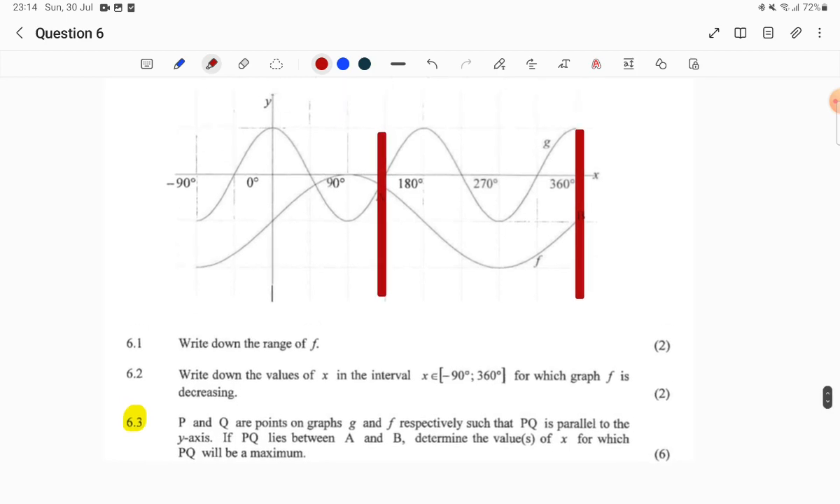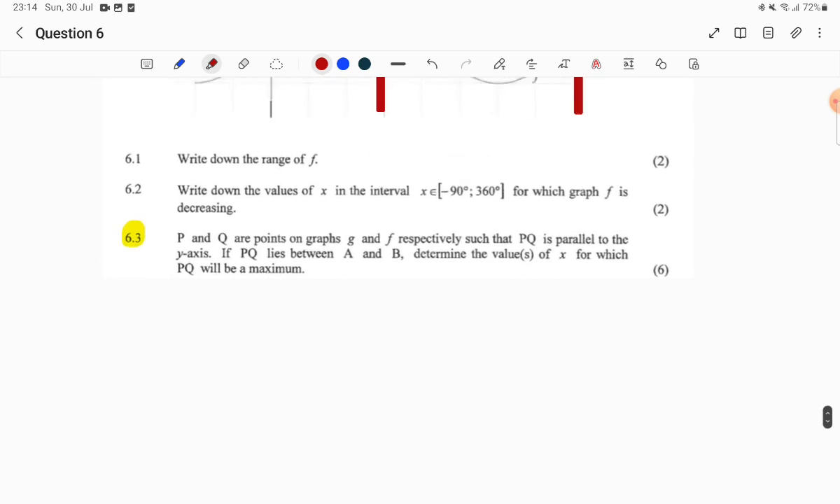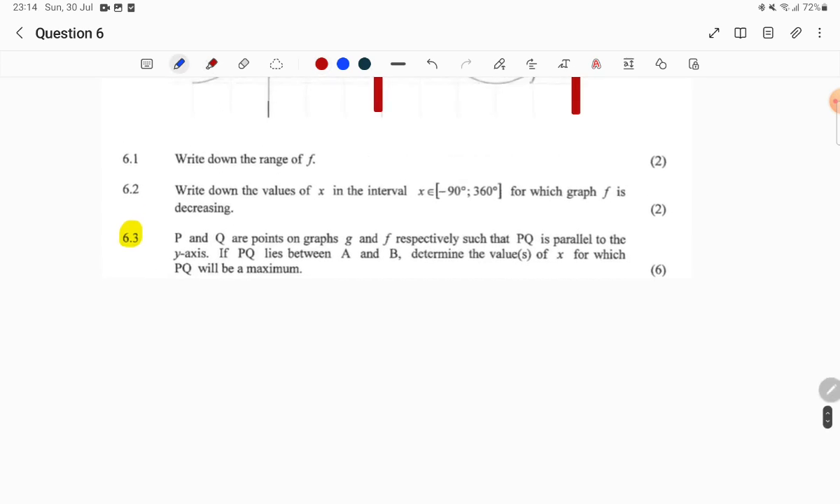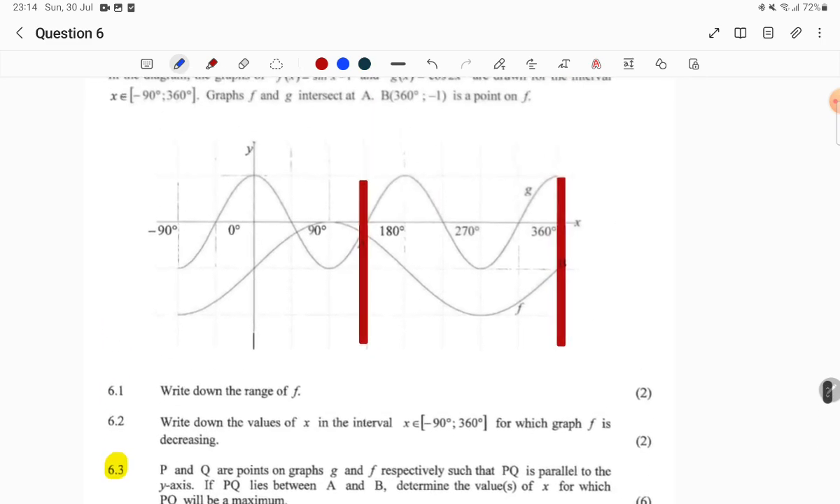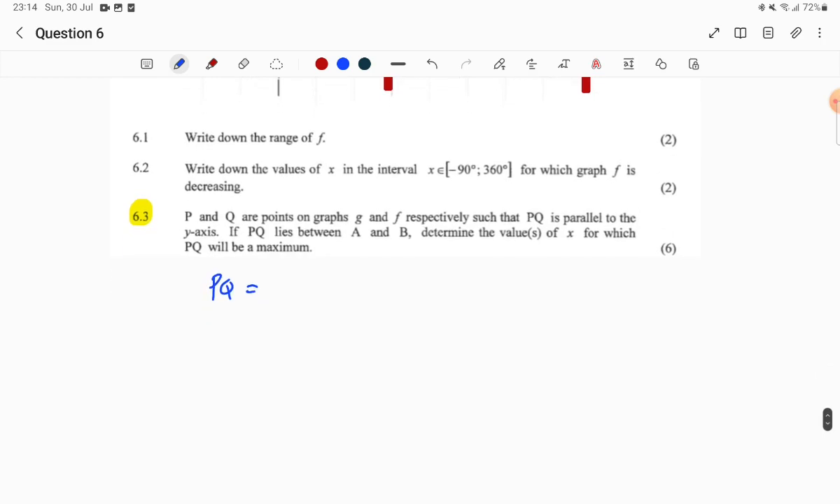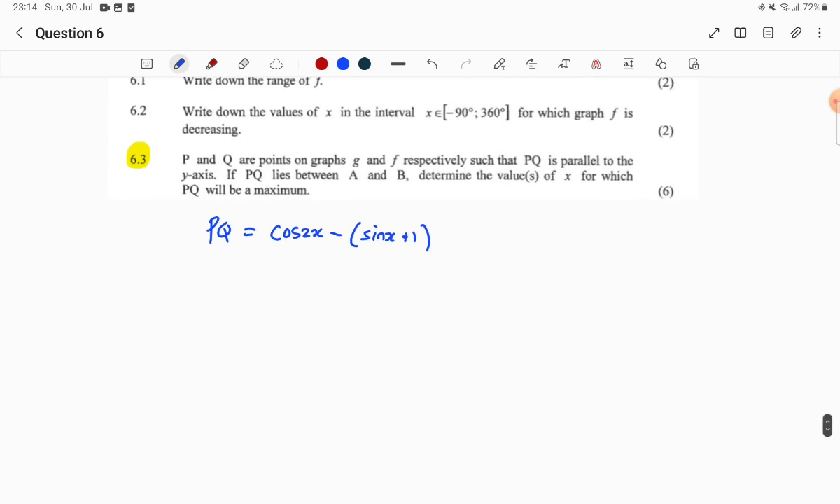So if it is parallel to the y-axis, that automatically tells us that it is a vertical line. So PQ automatically is a vertical line, and we need to know the fact that our cos graph is on top. So if we take y top minus y bottom to get the length or an equation for PQ, we will take cos 2x minus (2 sine x plus 1). Right, so let's go ahead and work with that and try to come up with an equation for this, for us to have an understanding.